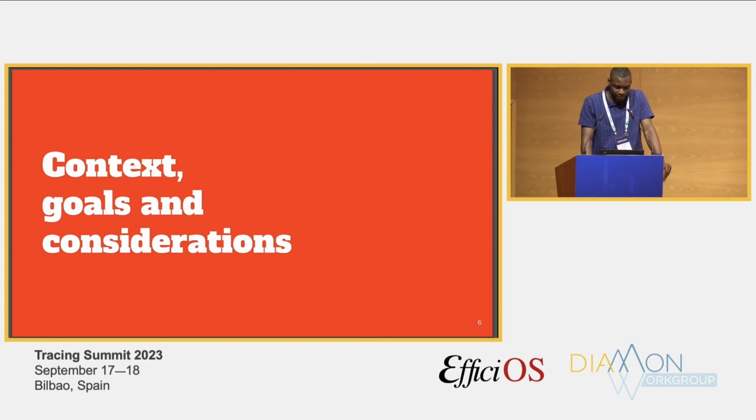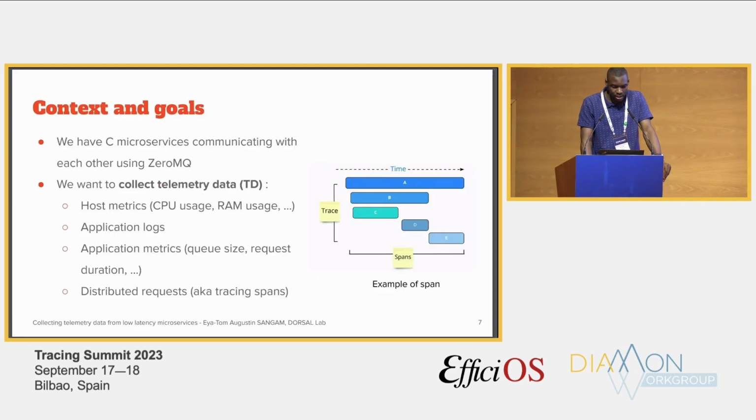So the context, goals, and consideration. So we have a bunch of microservices, and then we want to collect telemetry data from them. So in my case, I use C microservices, and I let them communicate with each other using 0MQ. And by telemetry data, I mean host metrics. So CPU usage is a good example. Application logs, application metrics, and request spans. So I have an example of a span there.